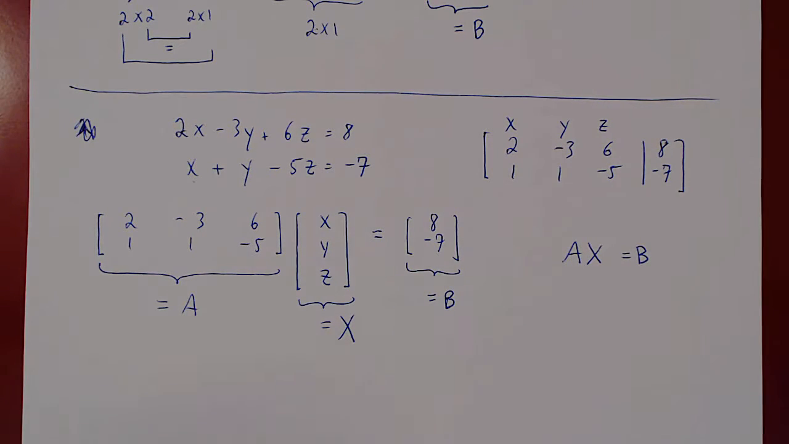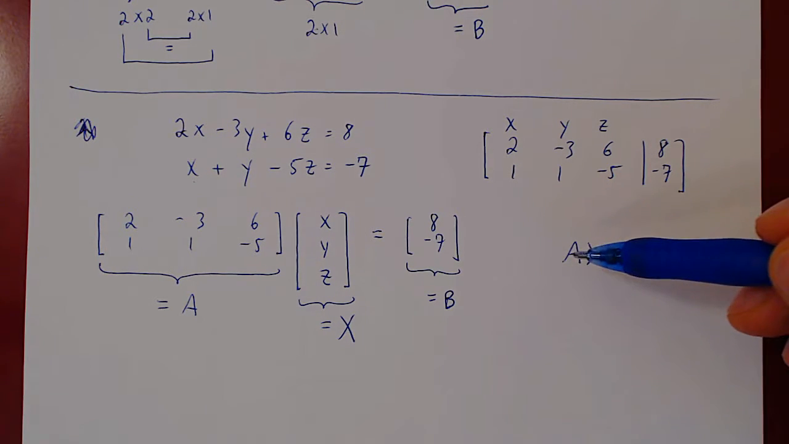And now let's consider an example and see what happens when the matrix A is an invertible square matrix.